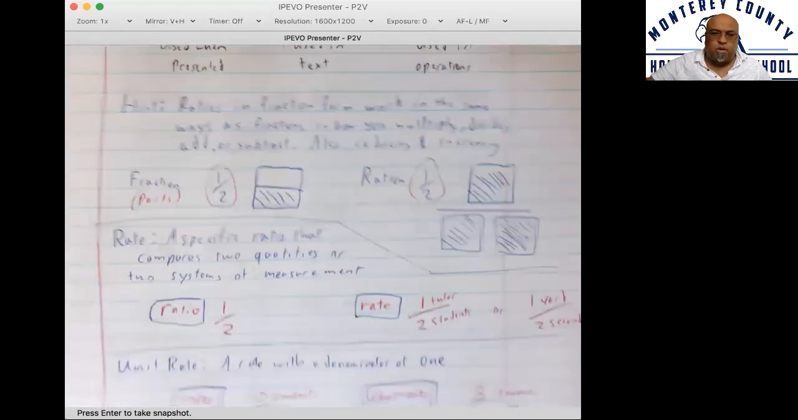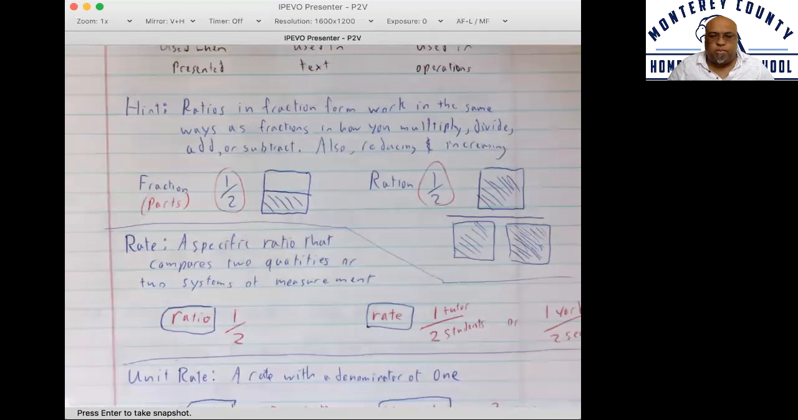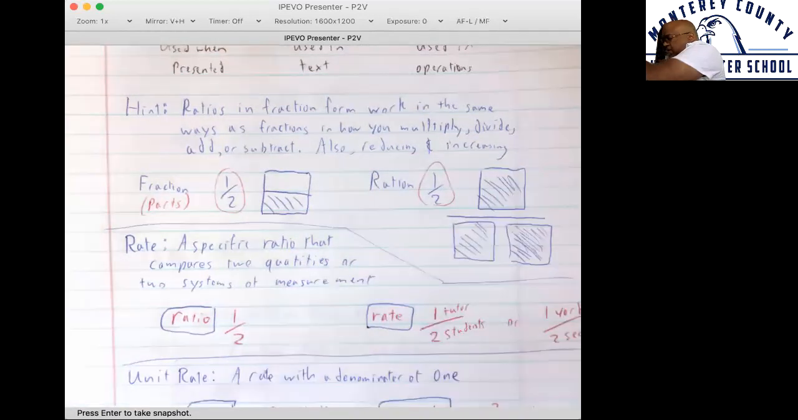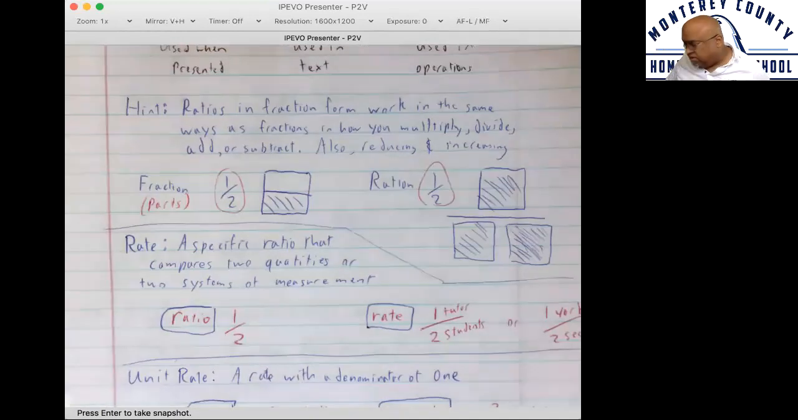Now, a rate is a specific ratio that compares two quantities or two systems of measurement. Again, just want to say that some of these definitions sort of go into each other. Like I had said before, a fraction is a ratio, but a ratio is not necessarily a fraction. So the word ratio, which is kind of the blanket term we're learning, has a different application where it's called a rate.